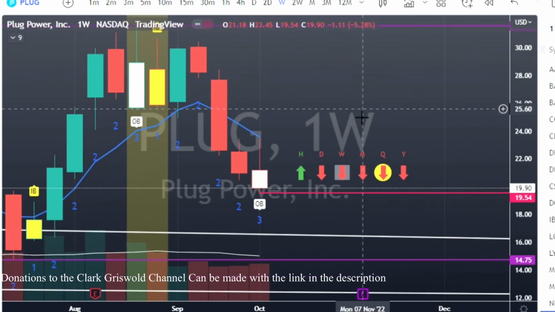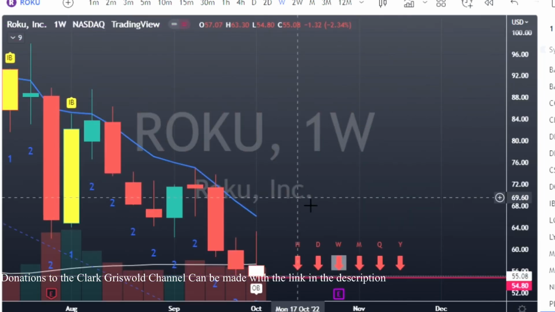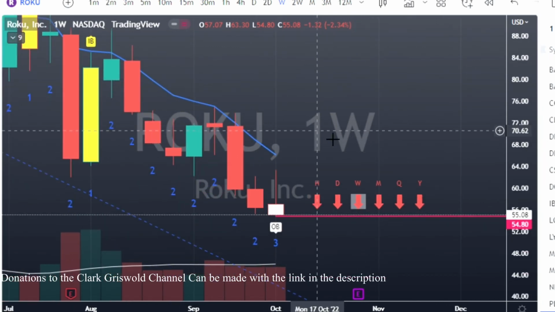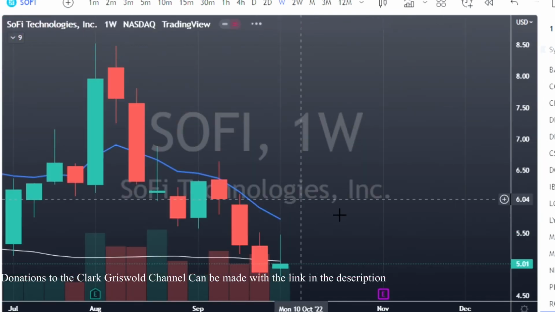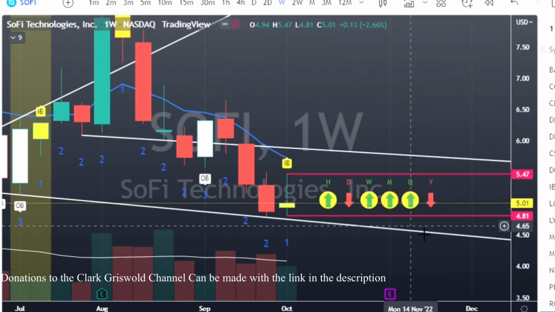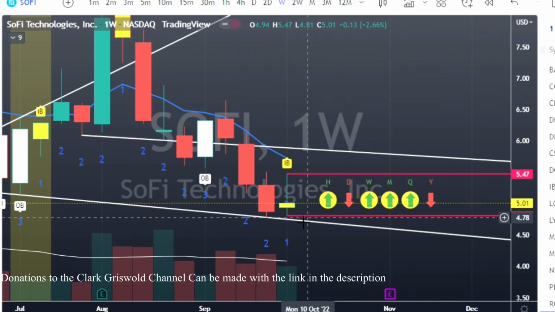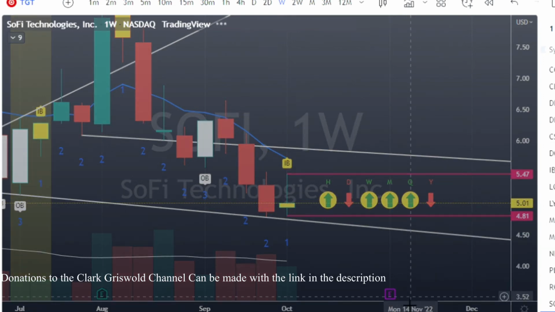Plug Power has an outside bar shooter candle. Puts at 19.54. Again, there's a ton of these shooters here. Here's another one on Roku with an outside bar at 54.80. SoFi, inside bar shooter candle, 2 actionable signals. Puts at 4.81. Calls at 5.47. Bottom of a broadening formation here, so we'll see what happens with SoFi.